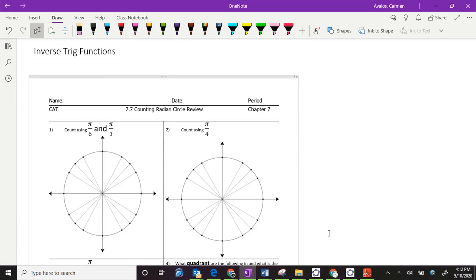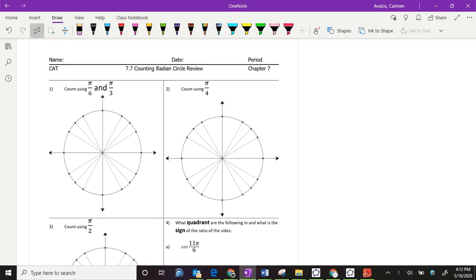Okay, so we are doing inverse trig functions. So we know a lot of trig information already, and now we're going to apply it in a different way. But before we do that, we want to review some of the things that we did in chapter 6.